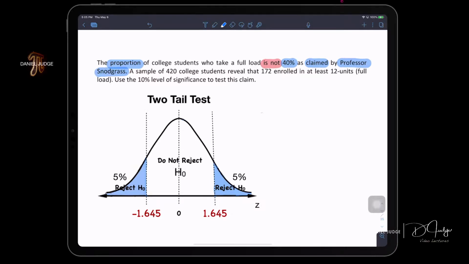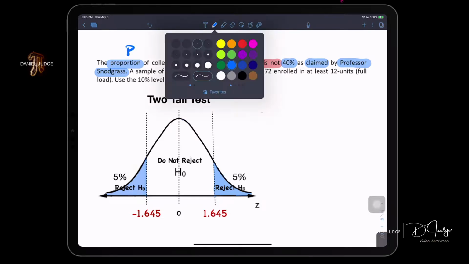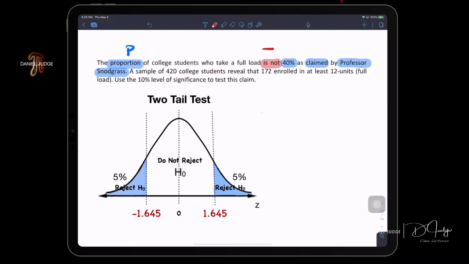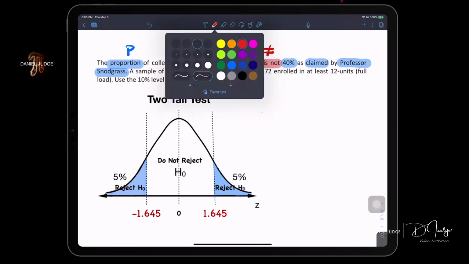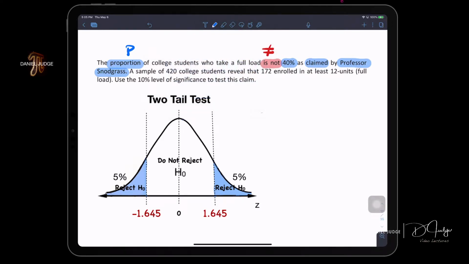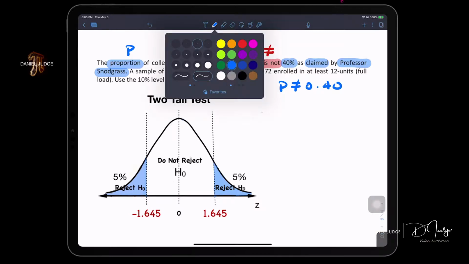Somebody's going to make a claim. And I typically put that phrase there so that you guys can know automatically when you translate that statement, P here is not equal to the 40%. So write that down somewhere. P is not equal to 40%. Now that's going to be your claim here.